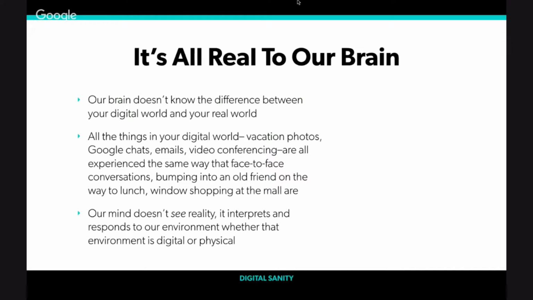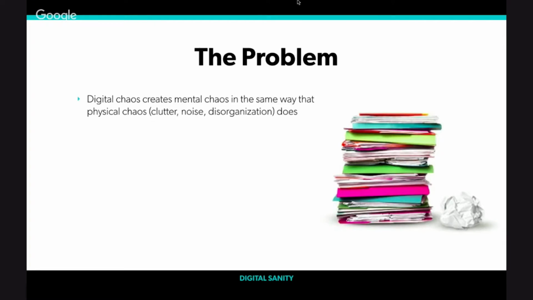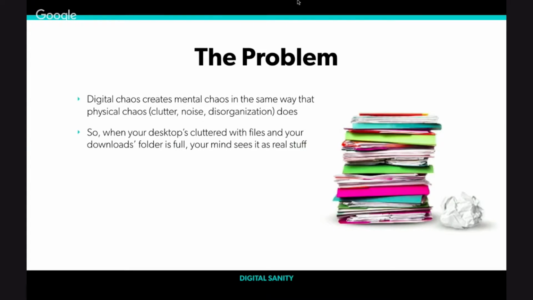Our mind doesn't see reality the way that we think it does. It interprets and responds to our environment, whether that environment is digital or physical. And that's why digital chaos creates mental chaos in exactly the same way that physical chaos, the real world clutter and noise and disorganization does. Our real world environment has an impact on our mind. And that's why tidying up the house and the stuff on our desk makes a big difference.